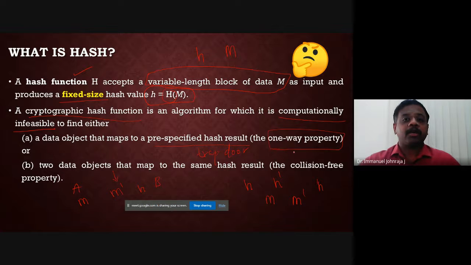So it should be computationally infeasible to find two messages having the same hash value. We call it the collision-free property. There should not be a collision. All right, so these are the two important properties, the basic must-have properties of a hash function.